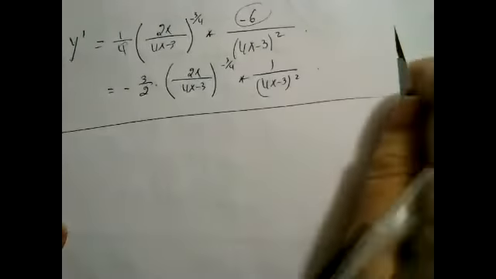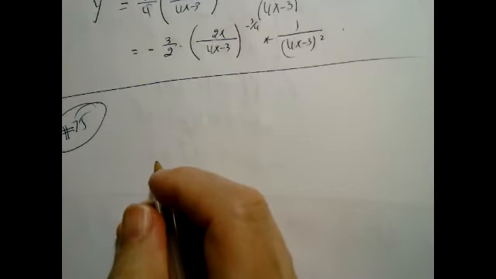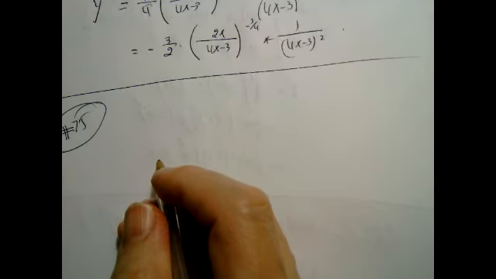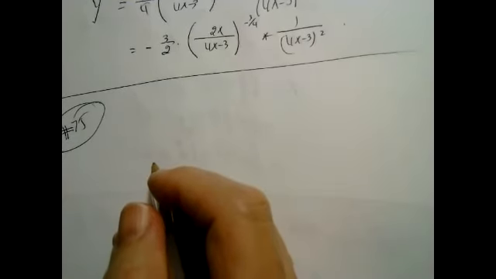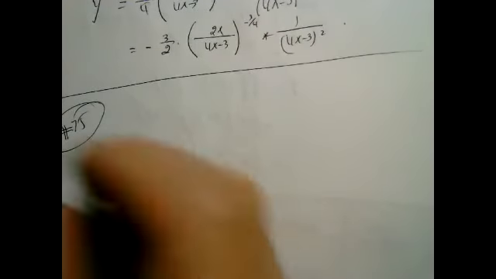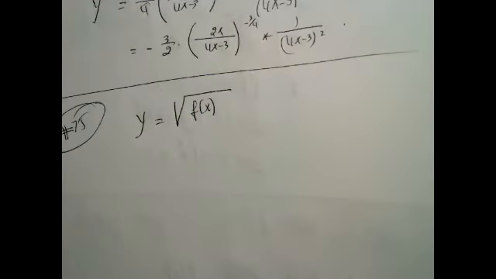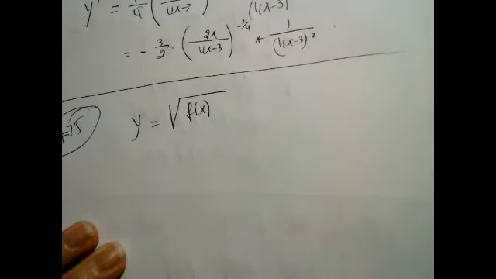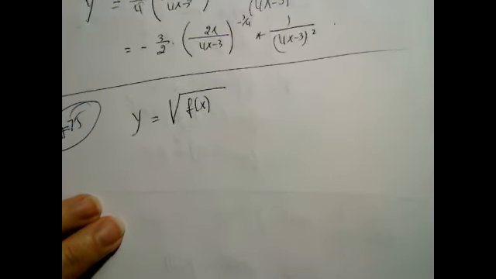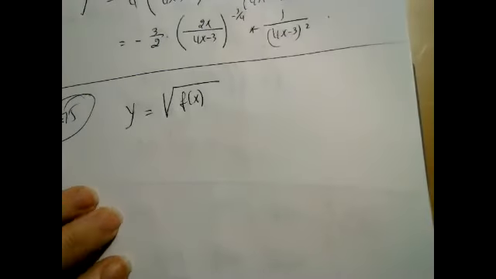All right. So let us look at 75. So we have a function y, and it's the square root of f of x, okay? And the question is, find a formula for its derivative. So, how can I find the formula for the derivative here? What will be your first step? Always.